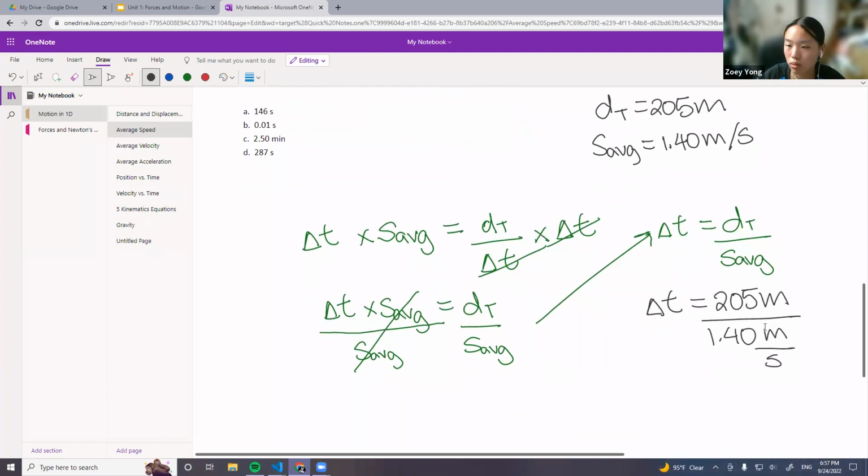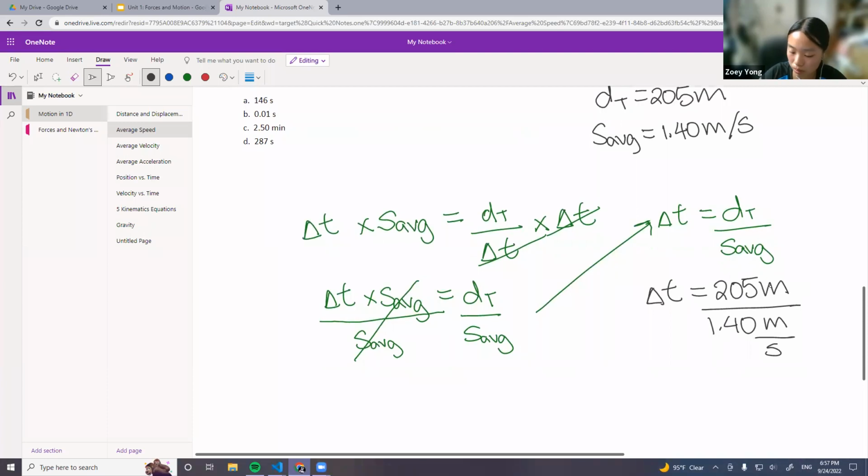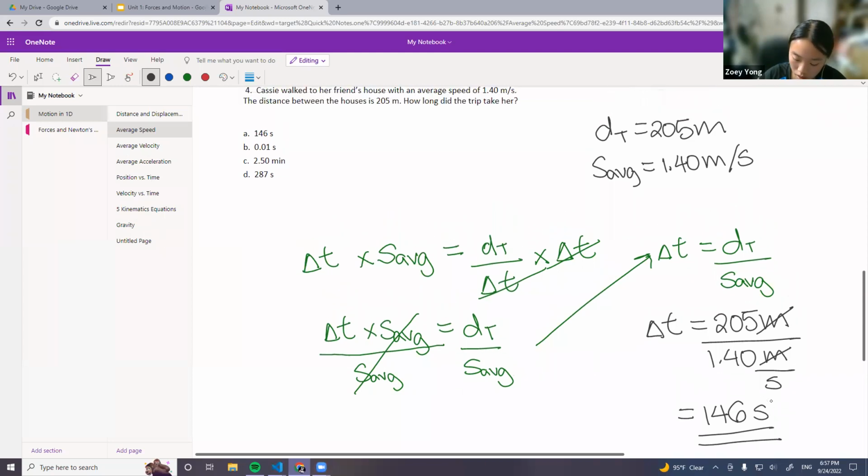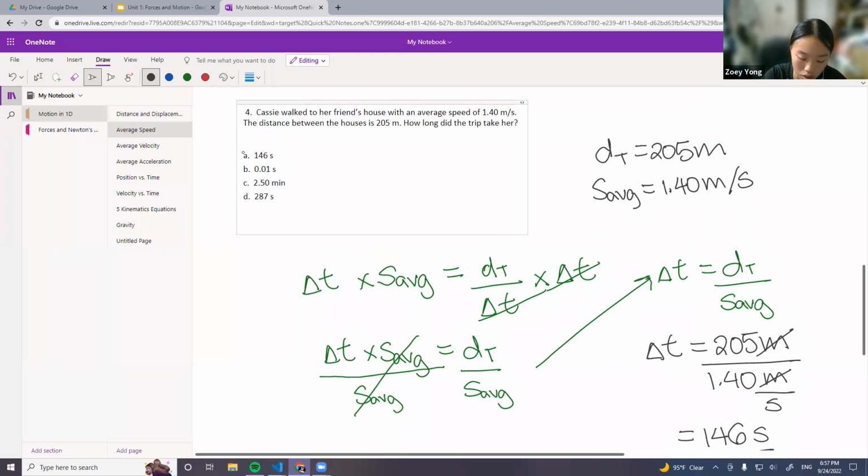And here's a really cool trick. You can cancel out the units to help check if you found the right answer. So this becomes 1 over seconds, so this seconds just goes to the numerator. And 205 divided by 1.4 is 146. So our answer is 146 seconds. And if we look over here, our answer is A again.